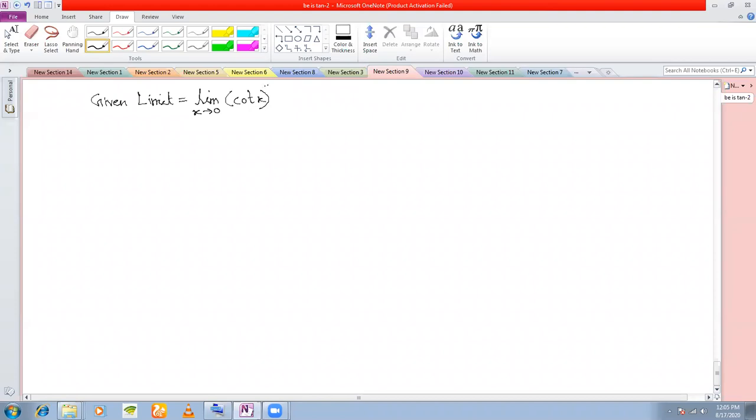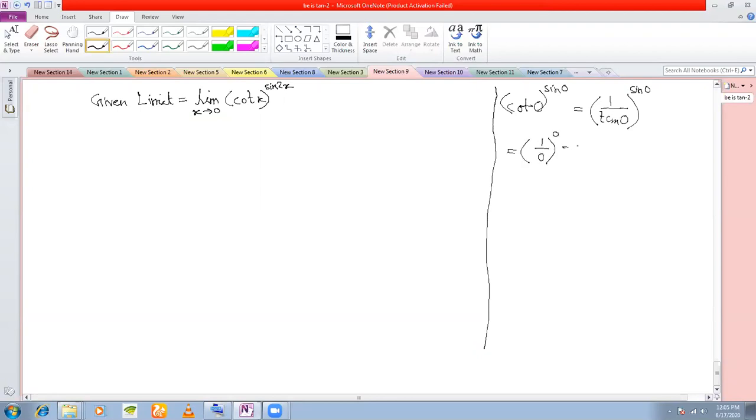Evaluate the limit x tends to 0 of cot x to the power of sin 2x. Okay. So again you see that one function has been raised to the power of another function, and we check first whether it's a determinate form or an indeterminate form. Cot 0 to the power of sin 0. Cot 0 is 1 by tan 0 to the power of sin 0. This is 1 by 0 to the power of 0. So this is infinity to the power of 0 form.